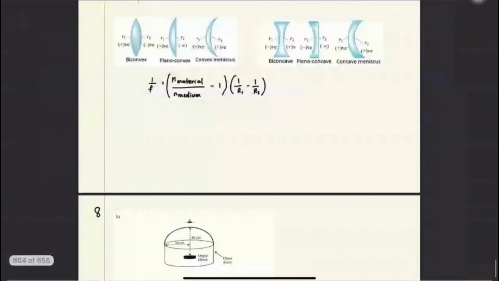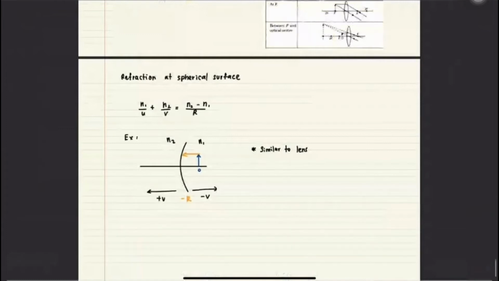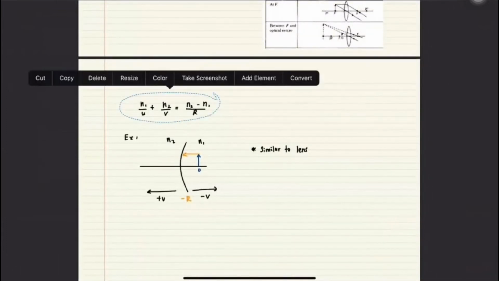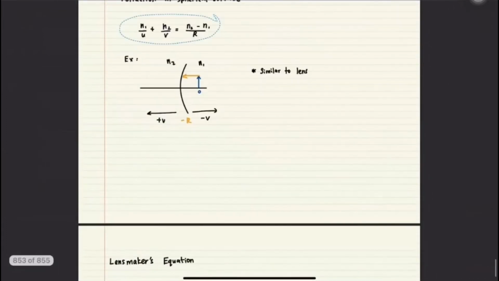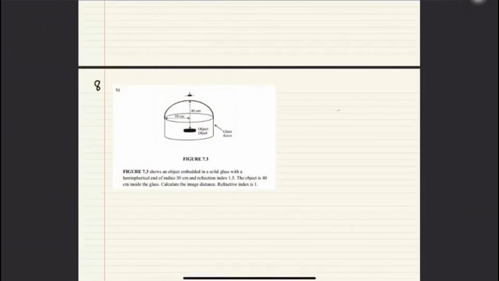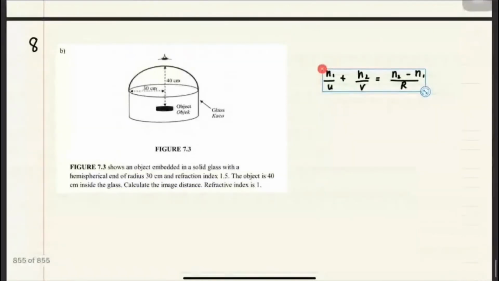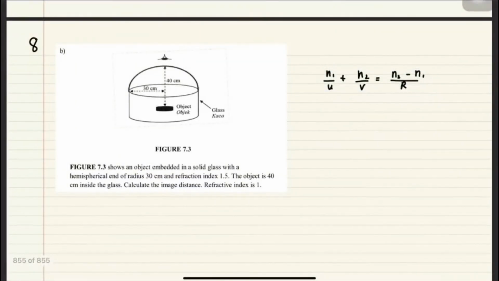Okay, first of all, I would like to copy this equation. You already know this is about this subtopic, so for sure you have to use this equation. The next step is that you have to identify which one is N1, which one is N2, where U is, where V is, and what R is, positive or negative. To do that is usually not difficult. First of all, look at where the object is. Is the object actually sitting inside the glass or outside the glass?